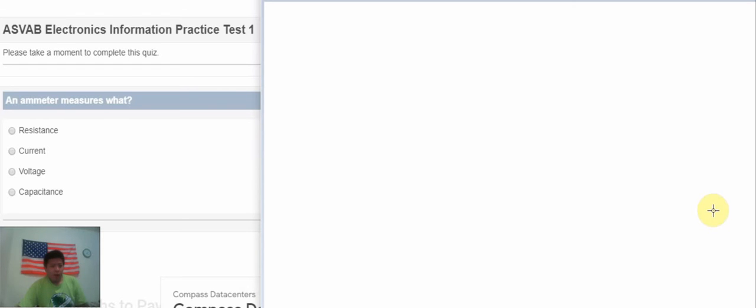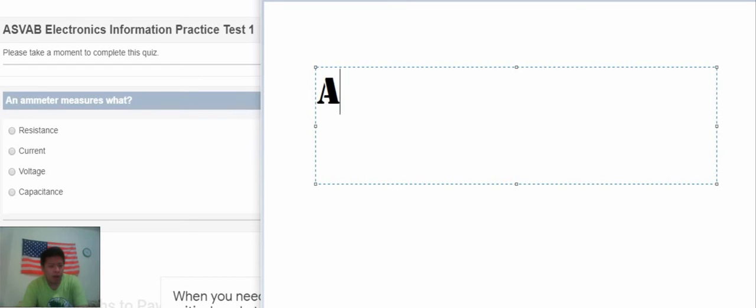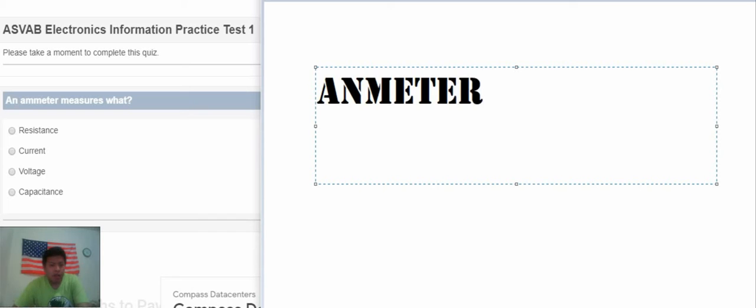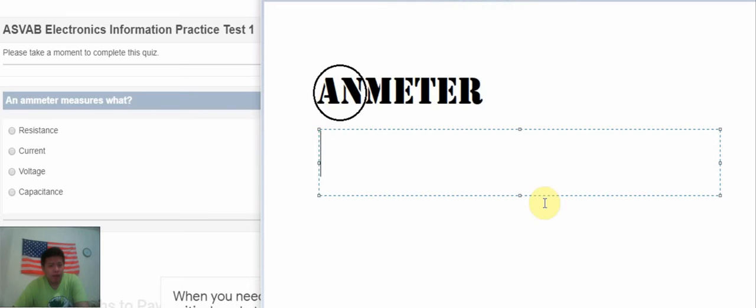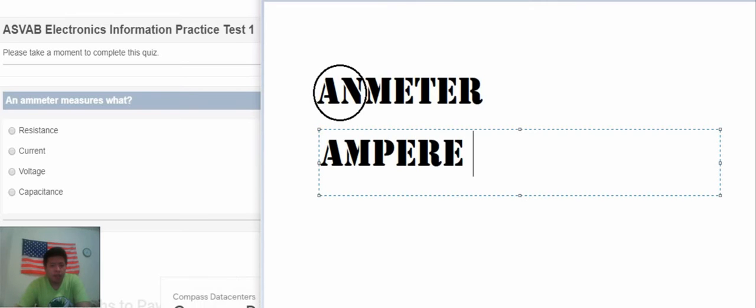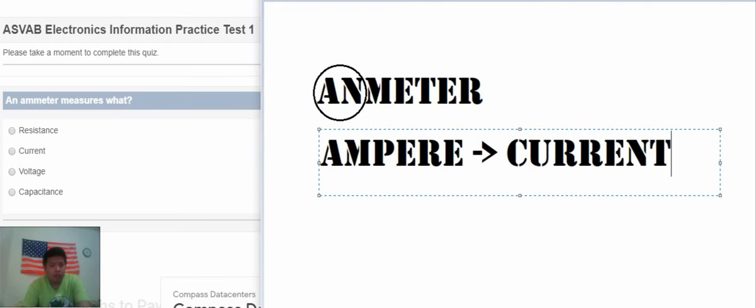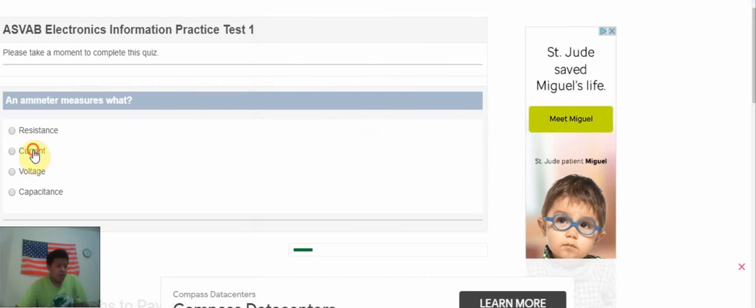So today I will do ASVAB electronics information test number one. So let's begin. An ammeter measures what? So we have the ammeter. We know in here that AN is about ampere. Ampere is about current.